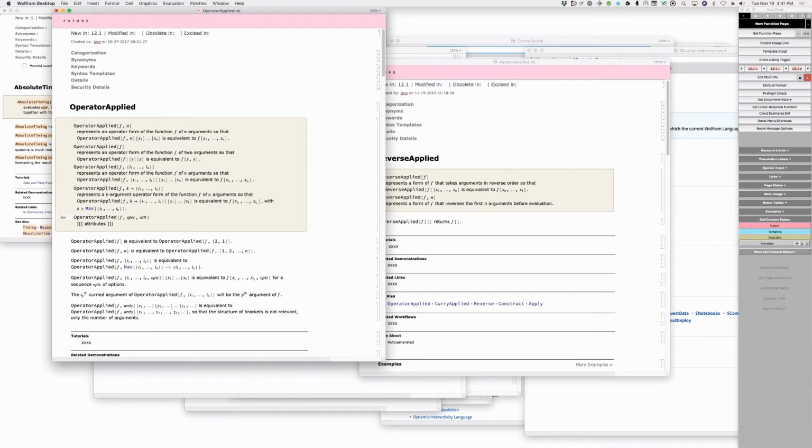Okay, hold on. I think that this can be said better. So, such that operator applied. Okay. So this.